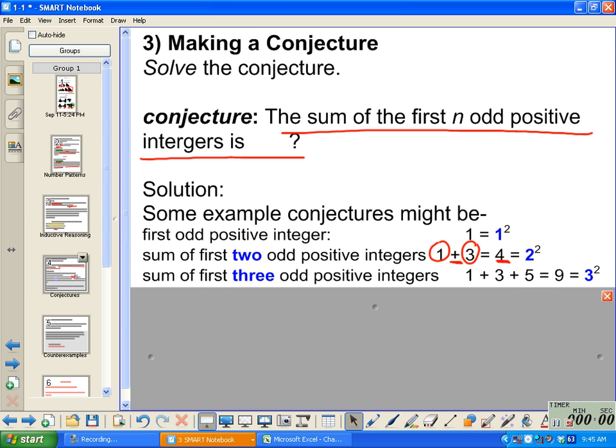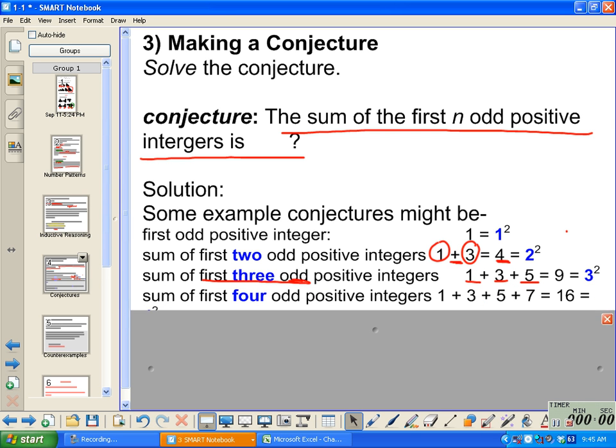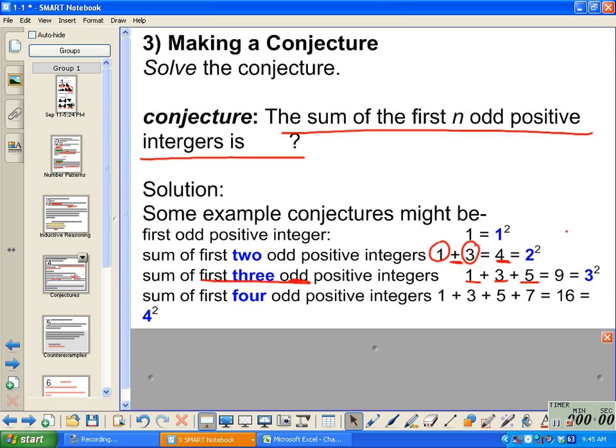Well, if we're given this information, the sum of the first 3, remember odd positive integers, positive, no negative numbers. And when we look at that, we have here 1 plus 3 plus 5, which does equal 9. So we're looking at our conjecture and we're thinking 3 squared here. And the next one, how do we do this? The sum of the first four odd positive integers is equal to 1 plus 3 plus 5 plus 7, which is a total of 16. And we get that by taking 4 squared.